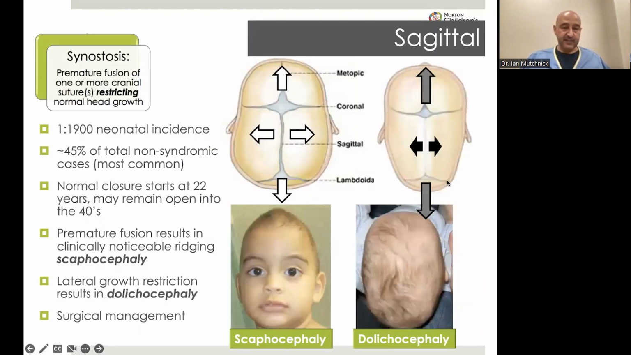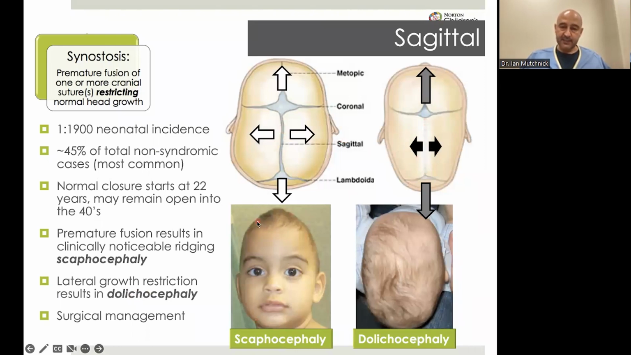So, patterns of synostosis. Sagittal synostosis: let me see if I can get back to my slide. Okay, here is a normal sagittal suture. It's open, allowing for growth bilaterally to the left and right of the patient. But when there is a synostosis of the sagittal suture, there's a restriction across the middle.